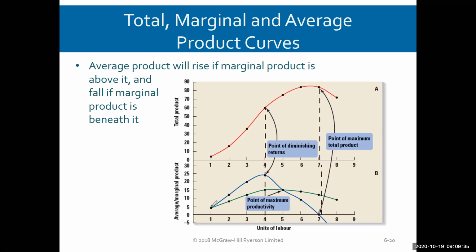Let's take a look at what we mean by that. Here is our average or our marginal product rising to a point that we had on the table just after the 4th worker.